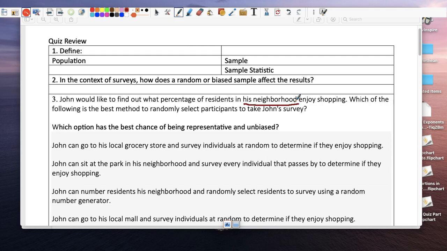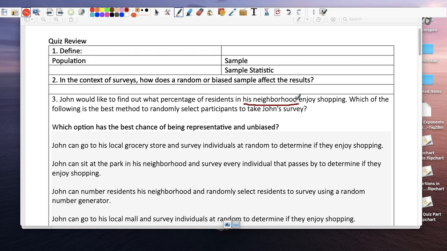John can go to his local grocery store and survey individuals at random to determine if they enjoy shopping. Obviously it's biased, because if they're at a local grocery store, they obviously enjoy shopping or they like to go shopping. It probably favors a particular section of his neighborhood, so it's not including everybody. Notice that there are several grocery stores within a neighborhood, so you might be favoring a select group here.